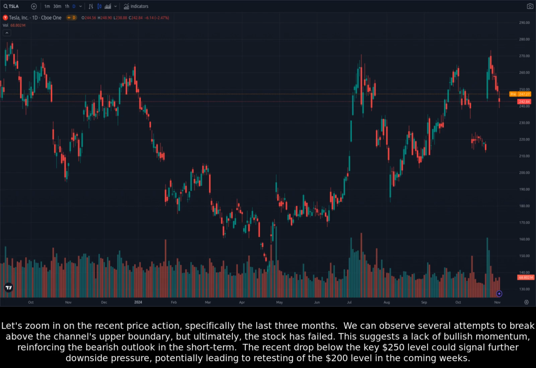Let's zoom in on the recent price action, specifically the last 3 months. We can observe several attempts to break above the channel's upper boundary, but ultimately, the stock has failed. This suggests a lack of bullish momentum, reinforcing the bearish outlook in the short term. The recent drop below the key $250 level could signal further downside pressure, potentially leading to a retesting of the $200 level in the coming weeks.